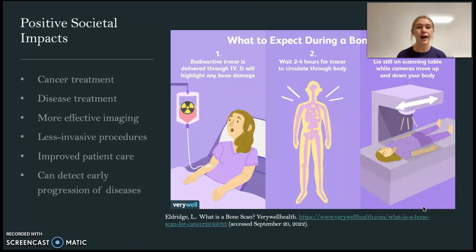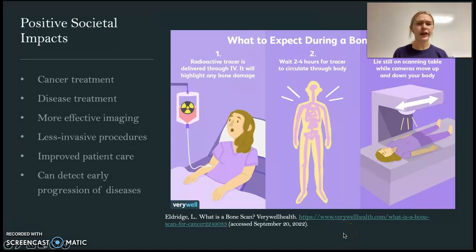Improved patient care, obviously just increasing patient care is incredibly important, and can detect early progression of diseases, as I said earlier, with the Alzheimer's, not being able to detect it post-mortem, but now we can before because of the probe. This can go for many other things like cancer. You can detect it earlier on versus when you're in a later stage, which might not be as treatable.